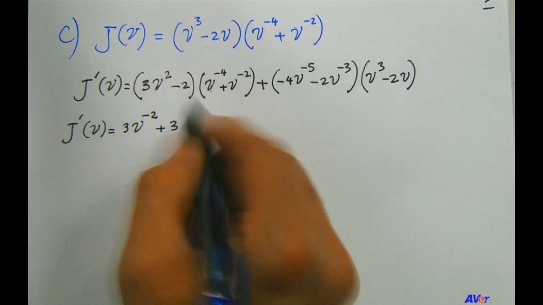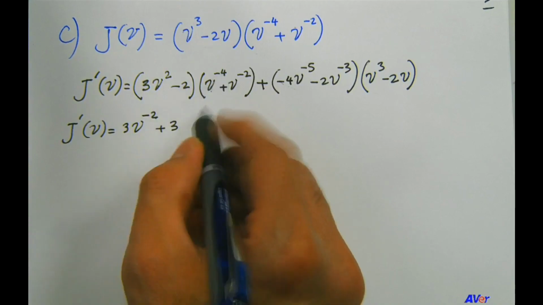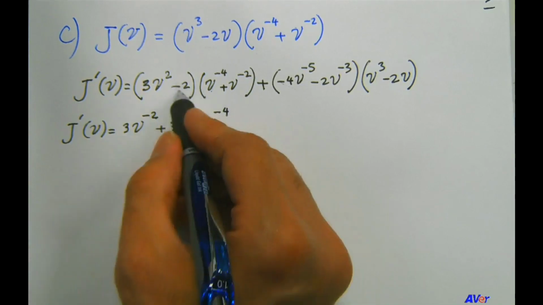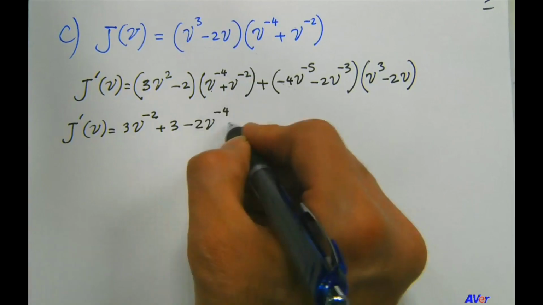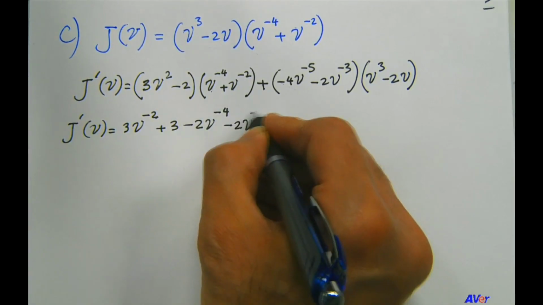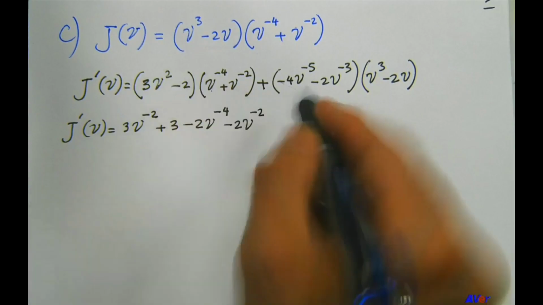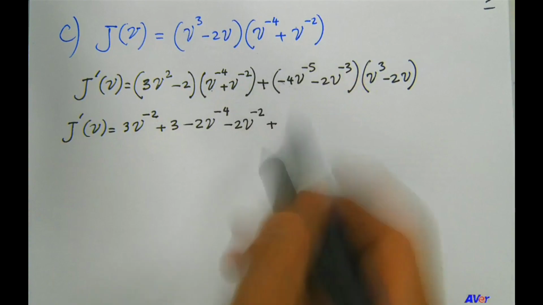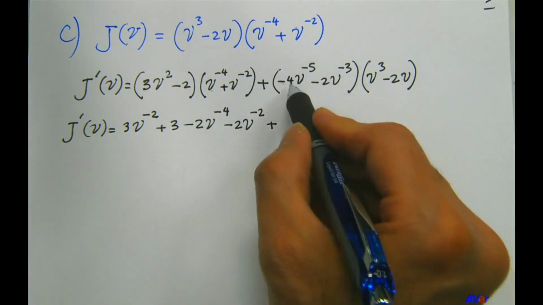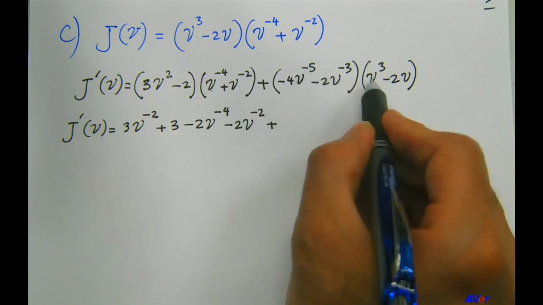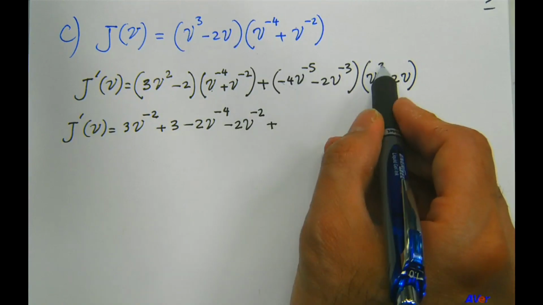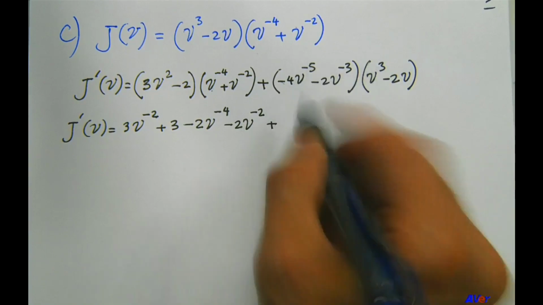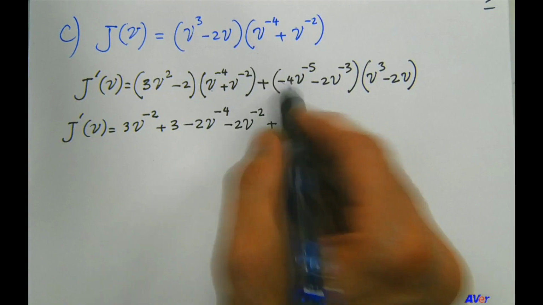So we're done with this. Now we move to minus 2. Minus 2 times v to the negative 4 power is minus 2v to the negative 4 power. Minus 2 times v to the negative 2 power is minus 2v to the negative 2 power. So we're done with that. Let's move forward with the other one, and after I've done this, I'll double check very quickly. So minus 4v to the negative 5 times v cubed. The bases are v.